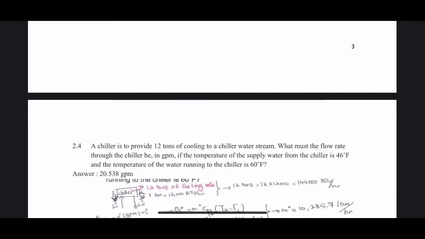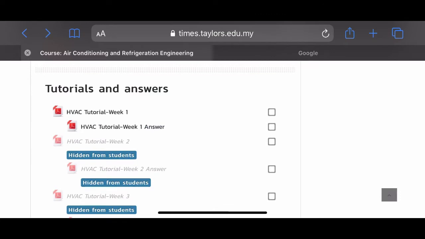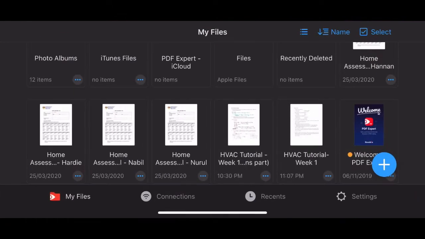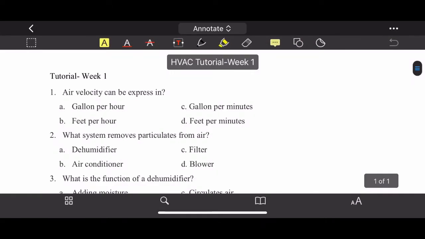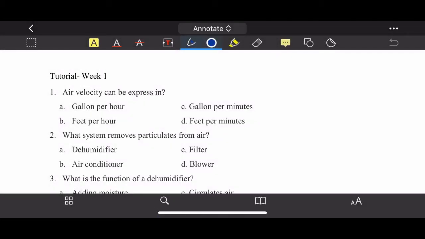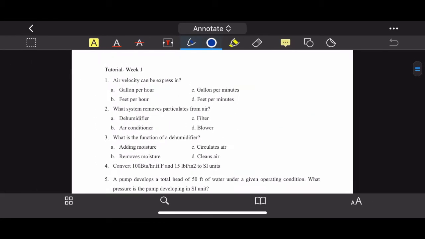Now, I will need you guys to open both the questions and answers on any of your devices while we discuss the questions together. To do that, I will go to my PDF Expert app and go to the questions. I'm going to use a blue ink here. What I would like you guys to do is the first question until the 4th question.